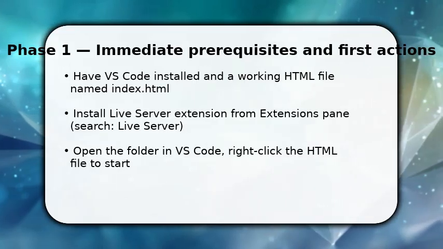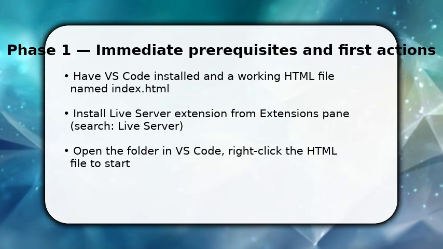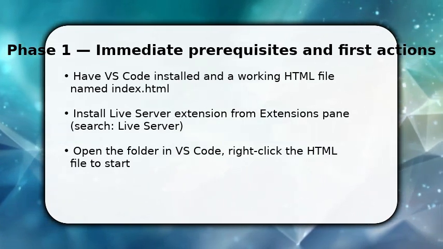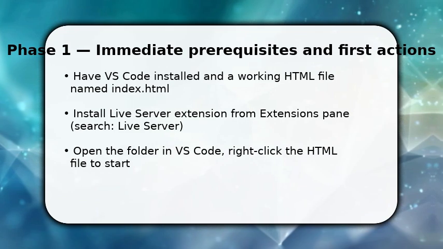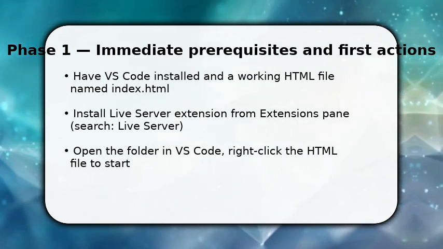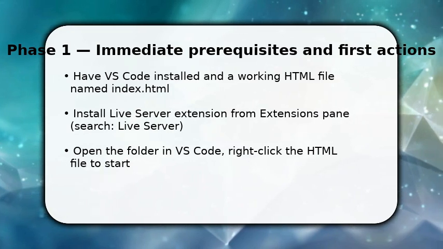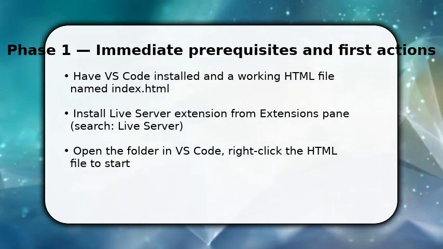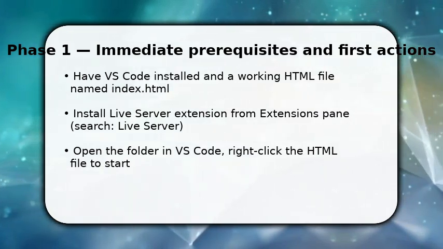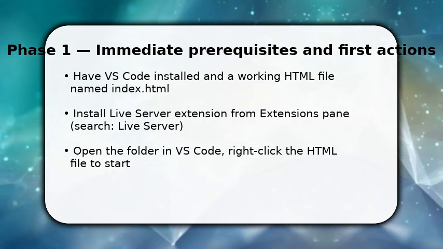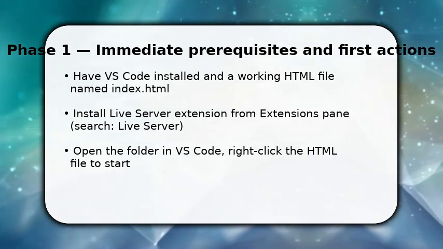You already have VS Code and an HTML file. Start now. Open the project folder so VS Code manages file paths. Next, install the live server extension because it provides the only in-editor preview method I recommend. It launches a local server and serves HTML with live reload. Once installed, make sure the extension is enabled.